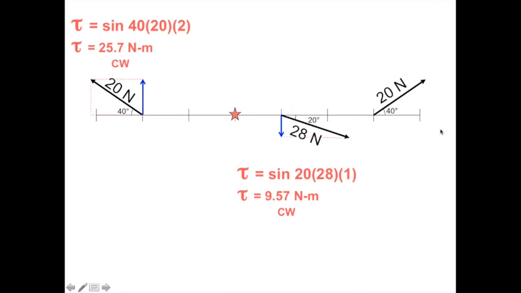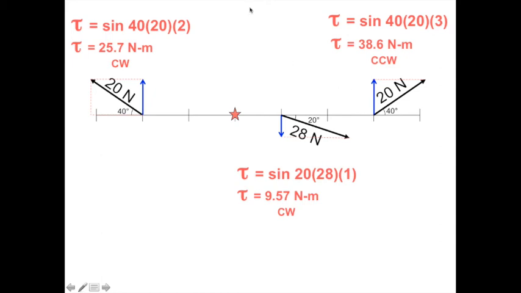Clockwise. And the last one, again, it's my opposite side, sine of my angle times the hypotenuse. So this part giving my force, my distance from the pivot point was 3. Multiply, I'm getting 38.6 Newton meters, and that would be counterclockwise. If I make this start going around the star, it's going this way.